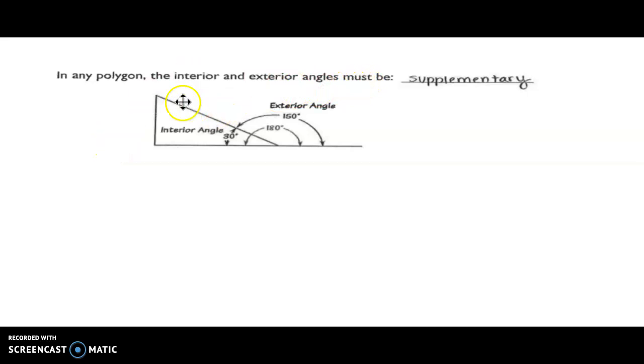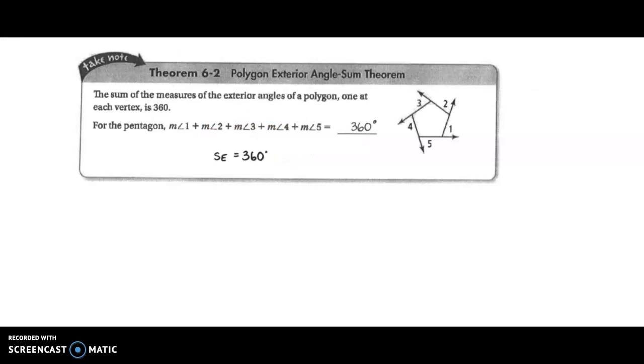Quick note here, in any polygon, the interior and exterior angles are always supplementary, because it's a linear pair. And that's important. And if you look at the blank notes, there are actually 6 examples above this theorem. It's another discovery thing. The sum of the exterior angles of any polygon is always 360. It's always 360.